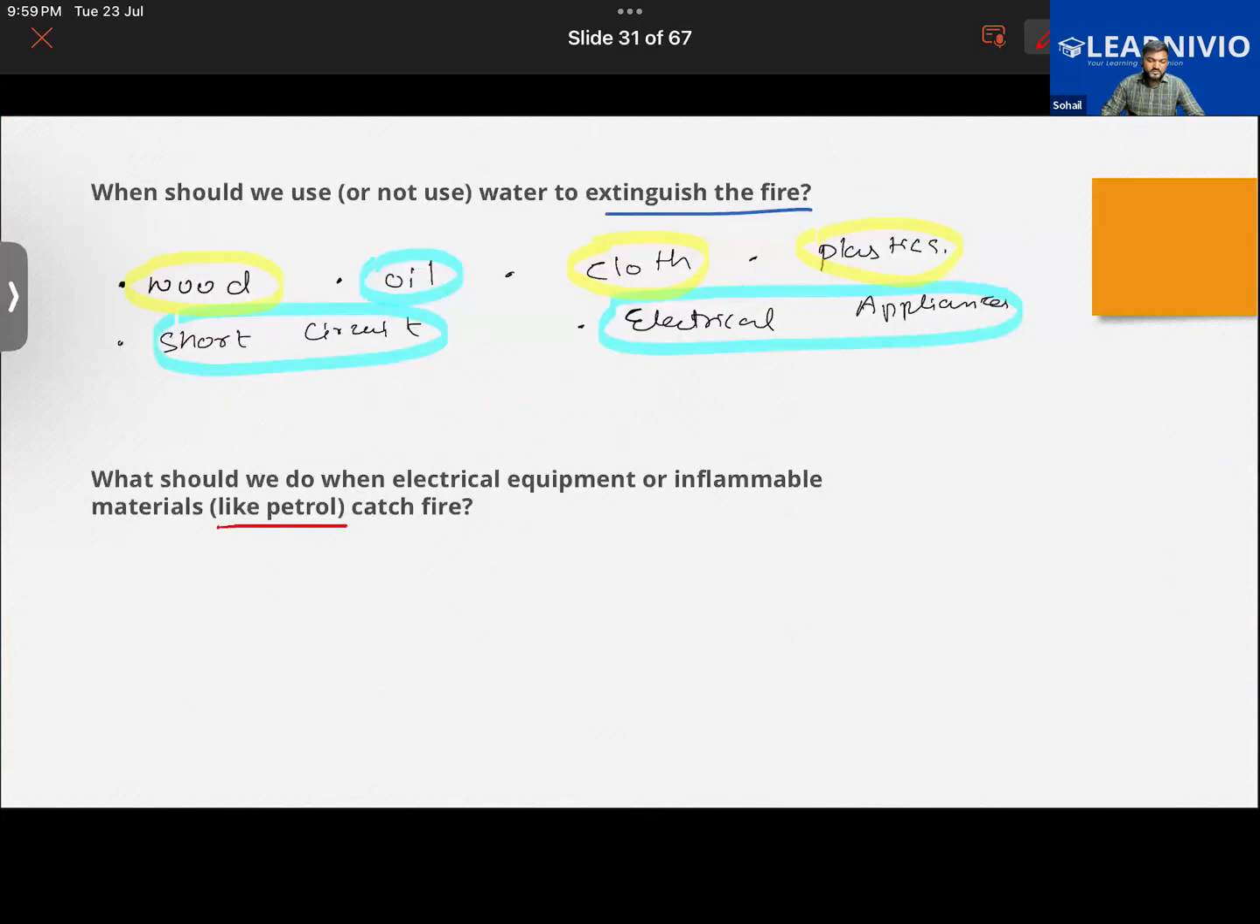Also, most of the common causes of fire have been observed to be short circuit or overloading. So whenever there's installation of a circuit in your house, make sure that good quality wires are being used, that the wires are not tightly jammed, and that the circuit is proper. All those things should be taken care of.